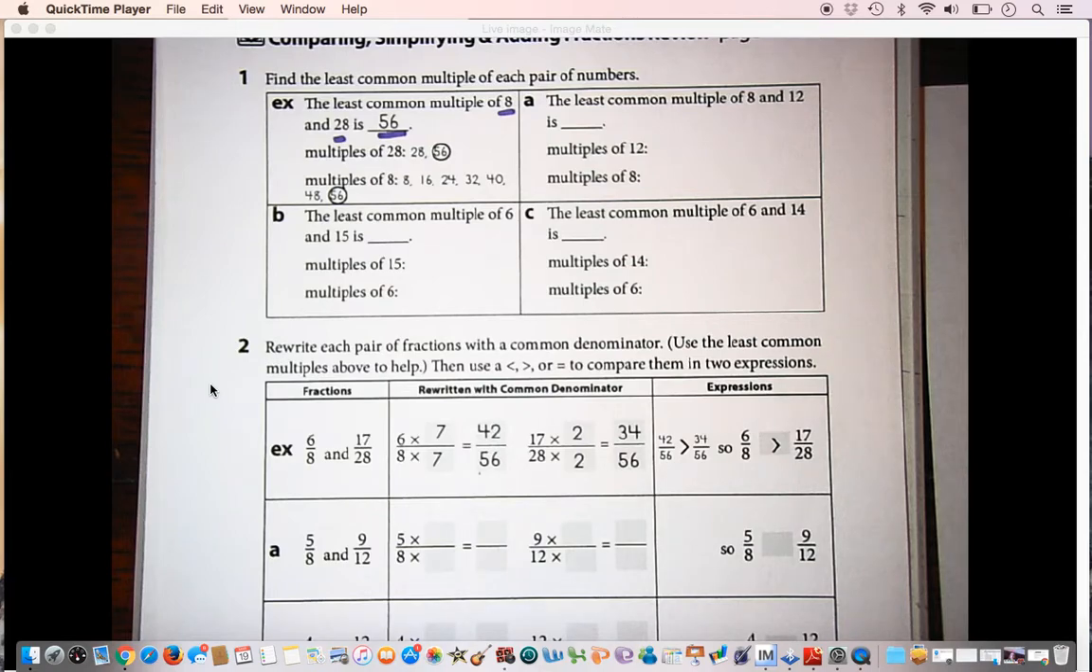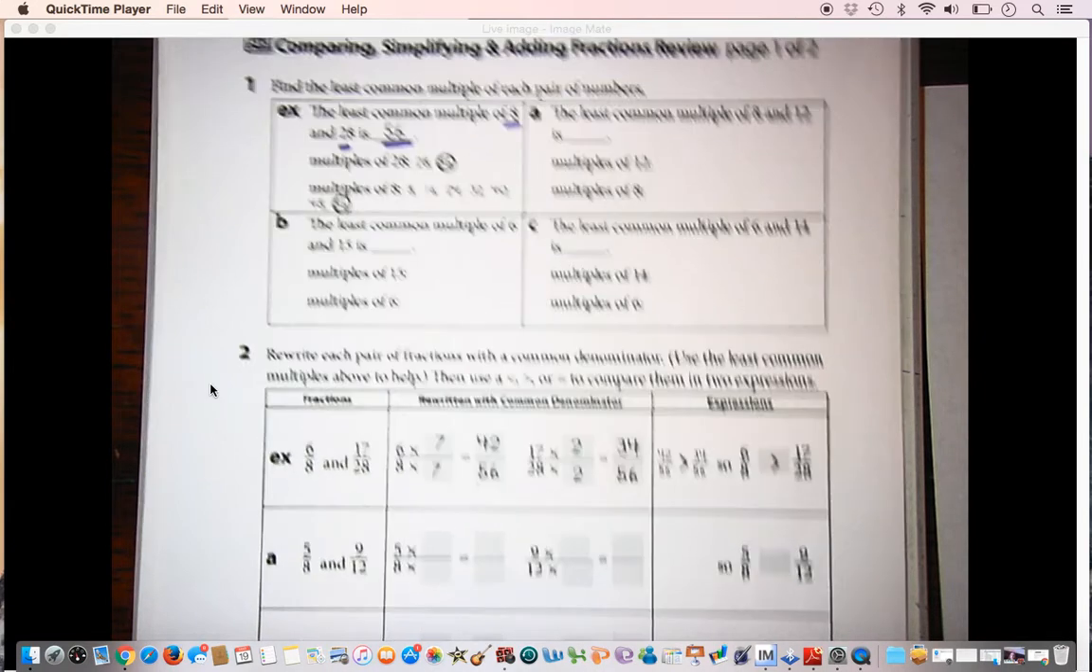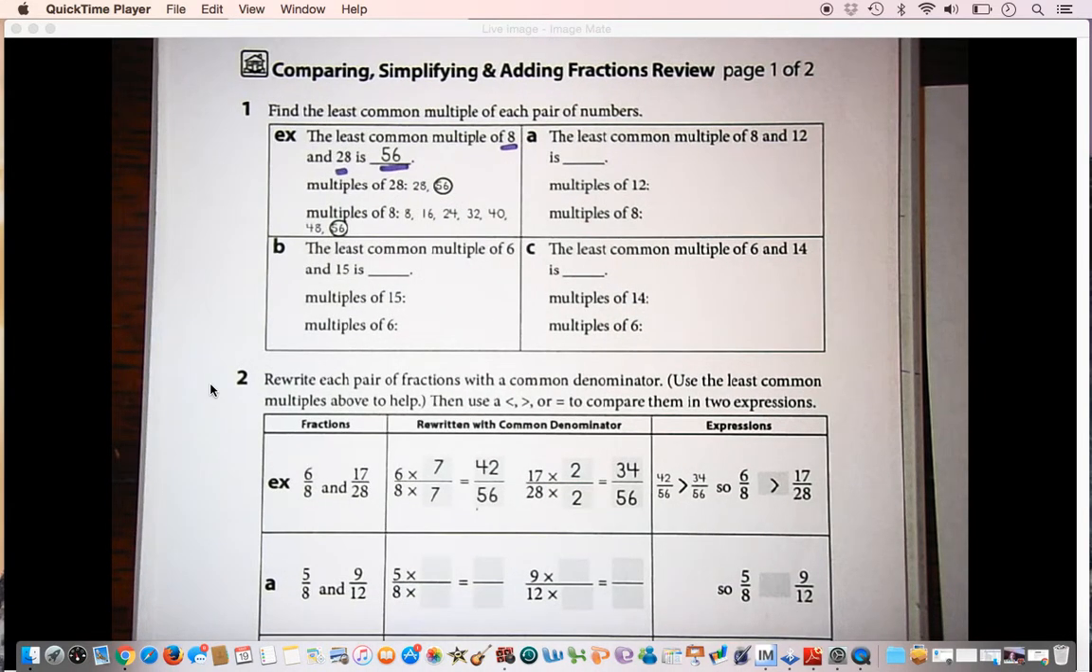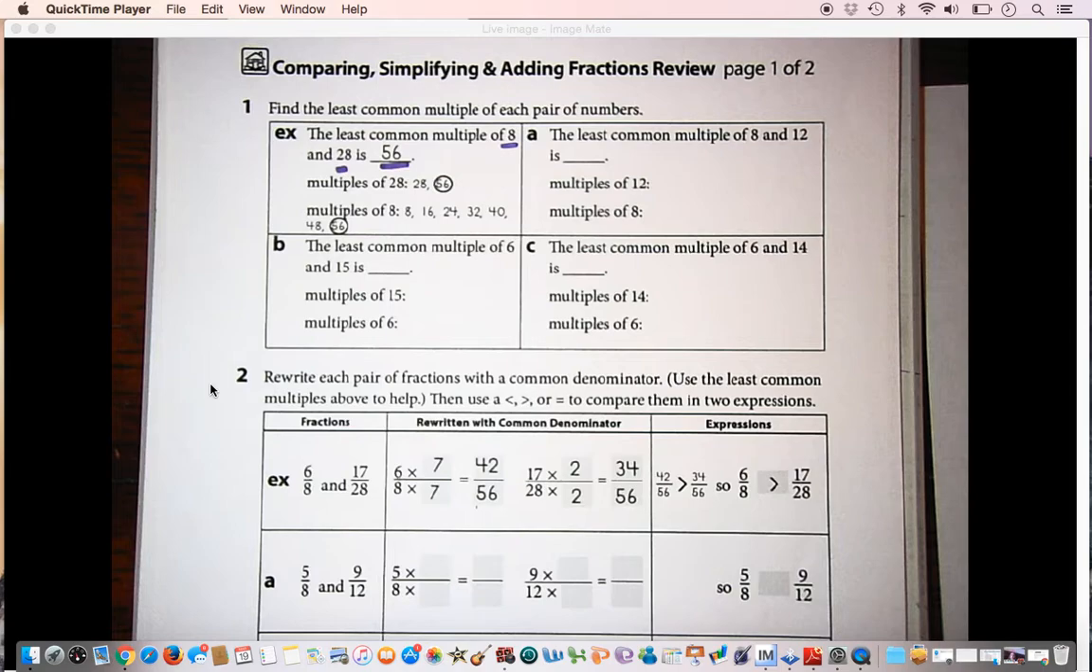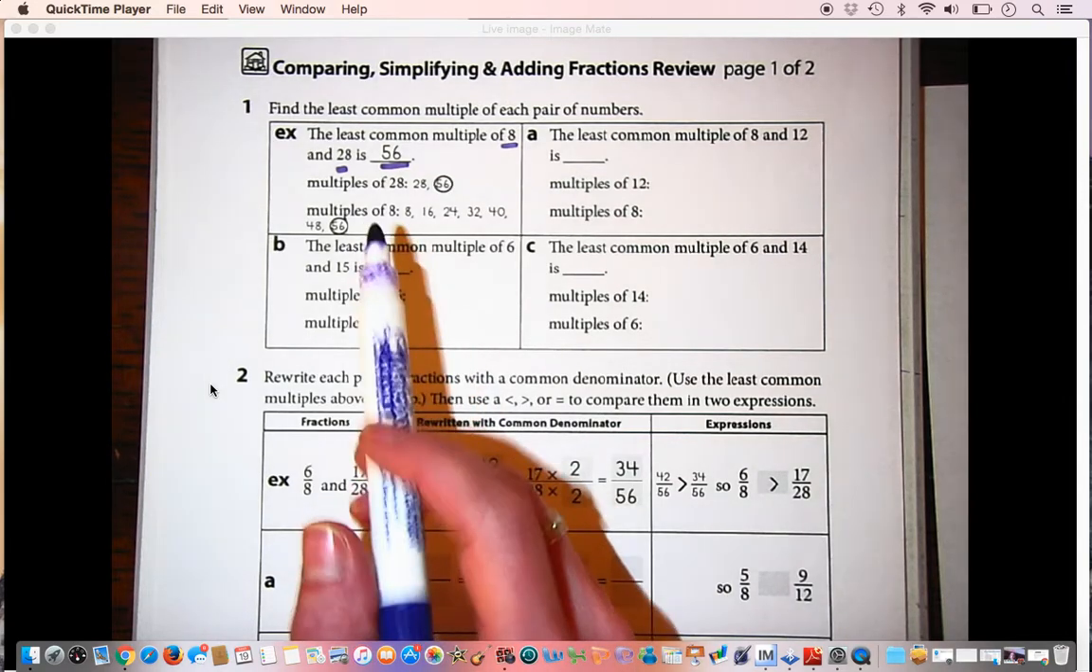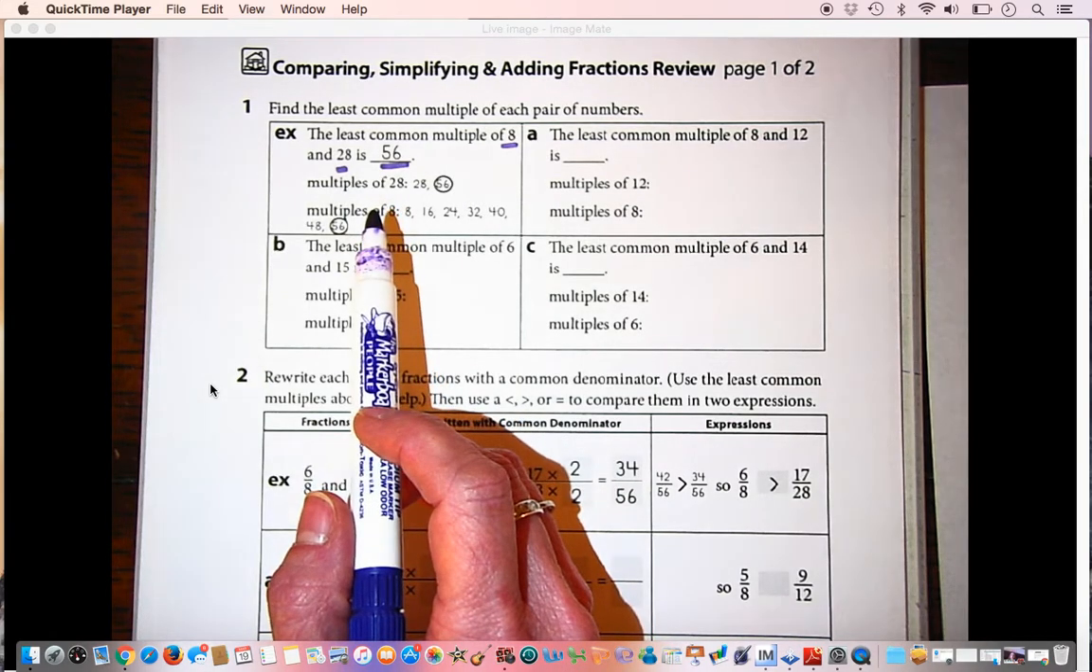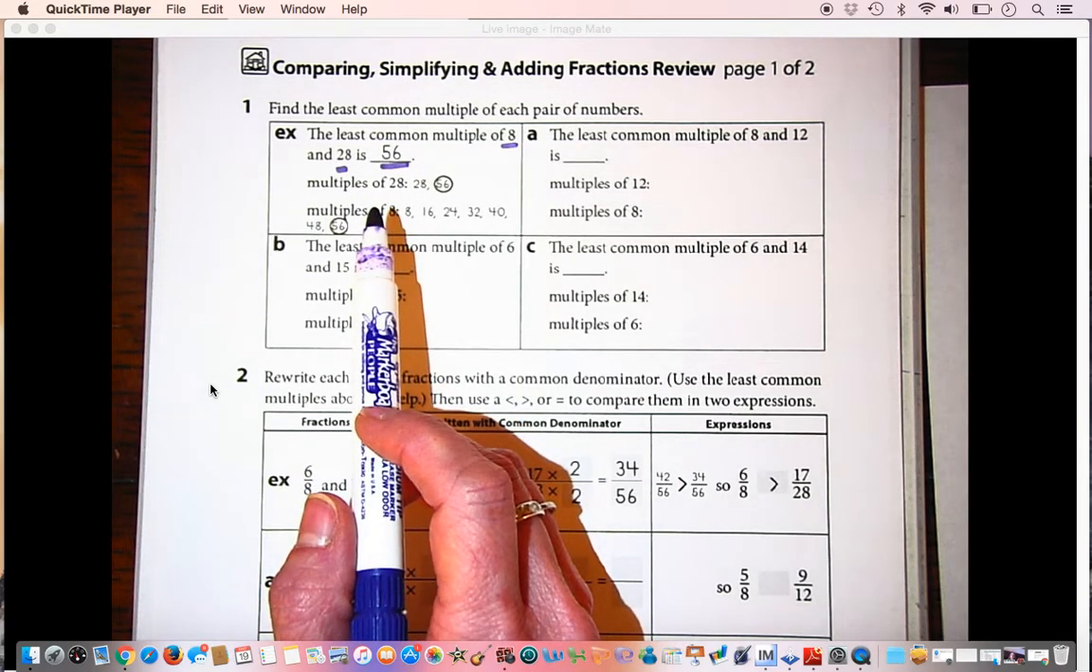So this is for Friday, March 20th, and we are working on Home Connections page 99 and 100. So again, we have some review. So we're going to go ahead and look at number 1, and the directions say to find the least common multiple of each pair of numbers.